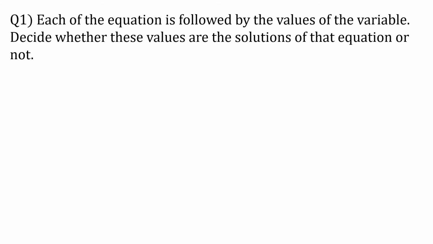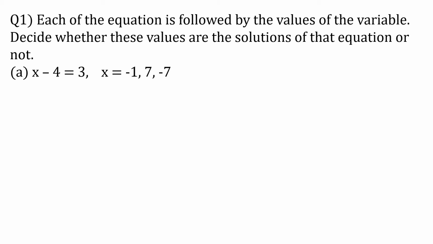What is given? Each of the equation is followed by the values of the variable. Decide whether these values are solution of that equation or not. So the first one is x minus 4 equal to 3. This is the equation given, and you have to find the values for the variable which are given as -1, 7 and -7. Which value satisfy your equation and is the solution of that equation.